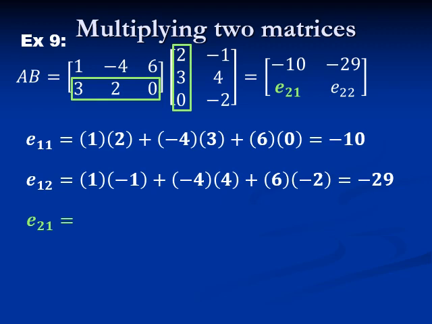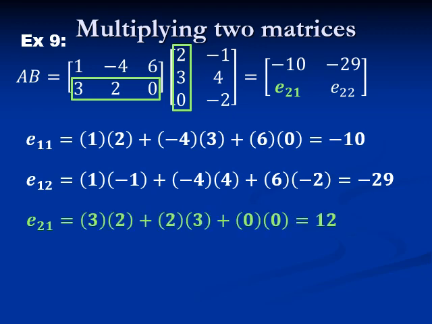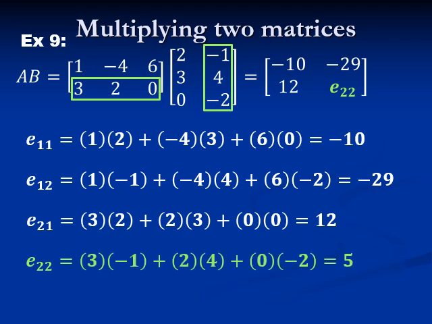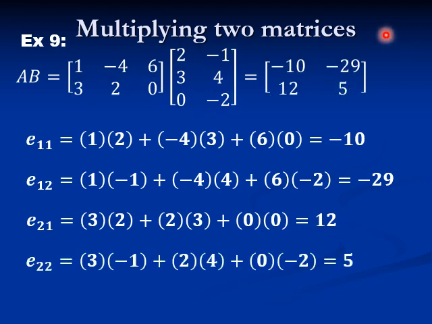All right, so pause this video and do the bottom row of our product matrix. You can see we multiply the second row by the first column this time, and then finally the second row times the second column to get the last one. Hopefully you got that as your product of A times B.